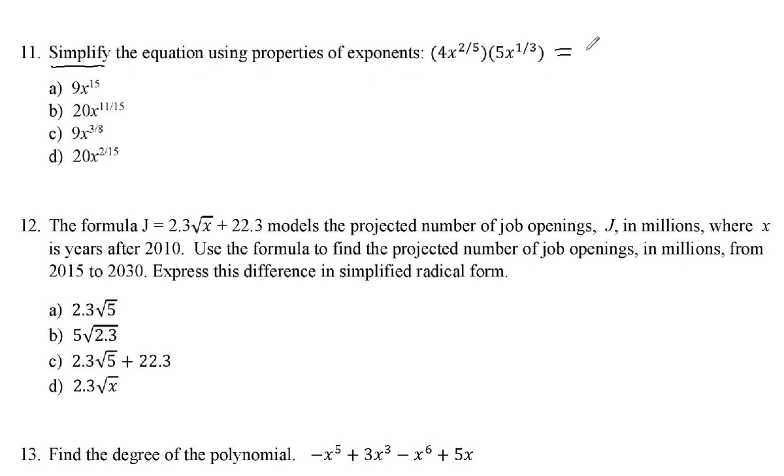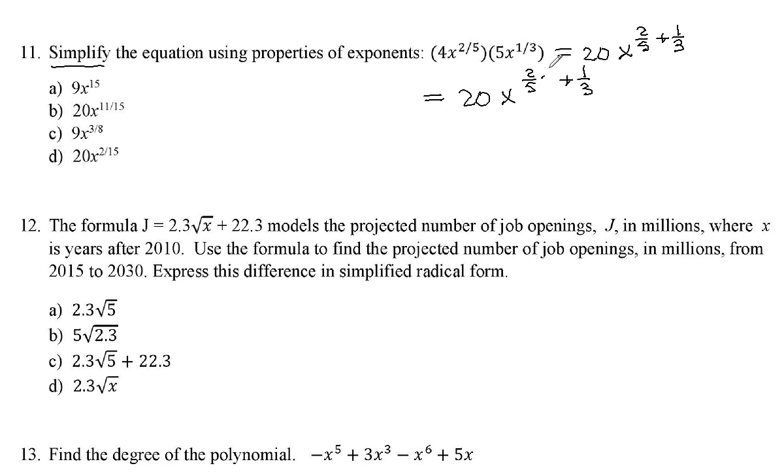So 4 times 5, that's 20. And then x to the 2/5 times x to the 1/3 is going to be x to the 2/5 plus 1/3. So you're going to add those exponents. And so it's going to be 20 and x to the 2/5, and leave a little bit of room there, plus 1/3. And we've got to get a common denominator for those fractions, which is just 15.